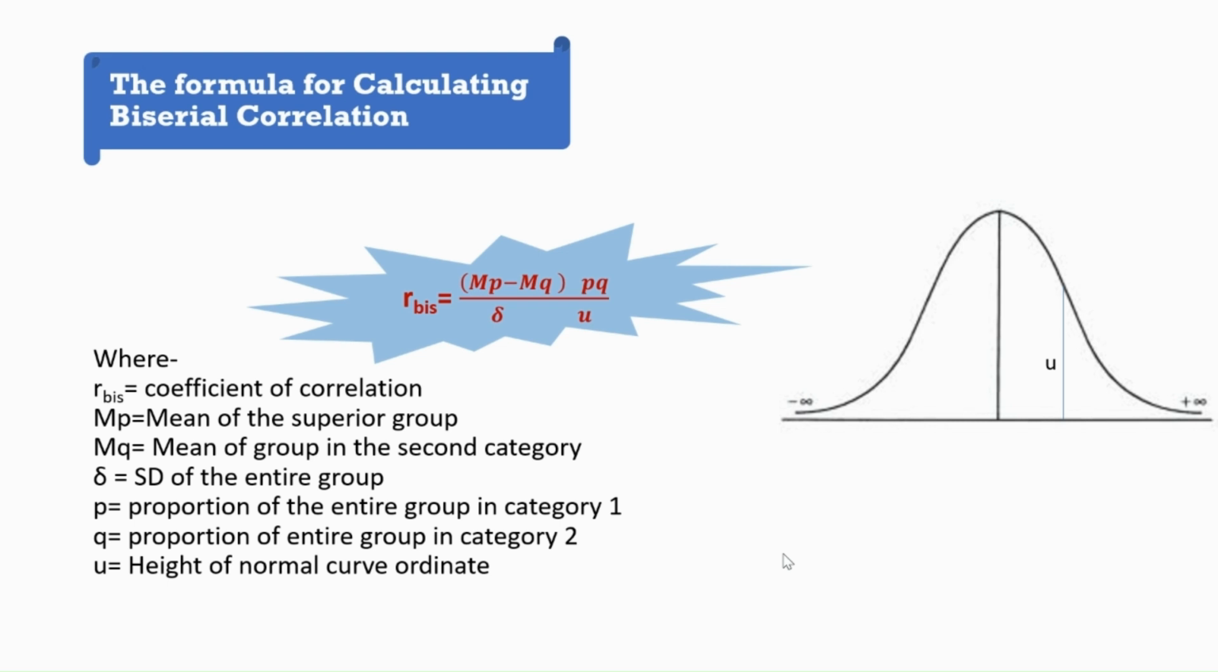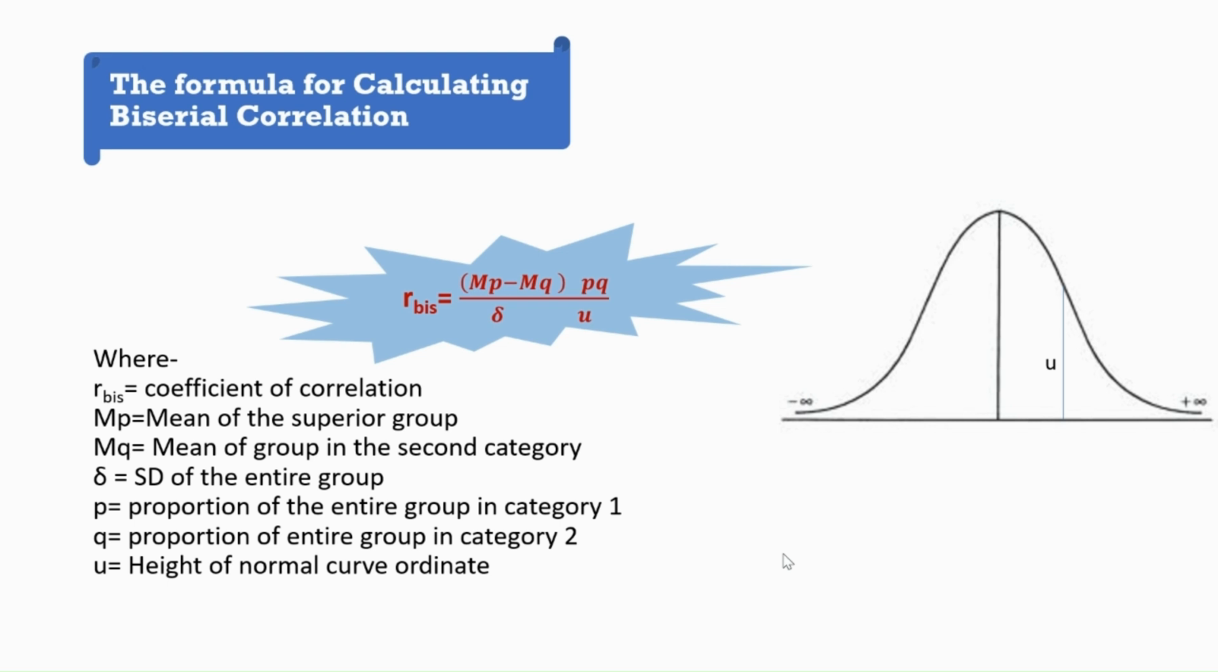And p, small p, is the proportion of the entire group in category 1. This is the ratio of the number of members in the superior group to the total number. And q is the proportion of the entire group in category 2. This is the ratio of the number of members in the second group to the total number.